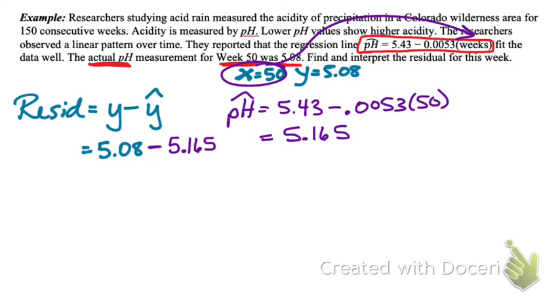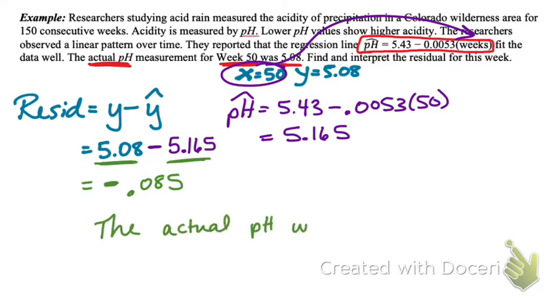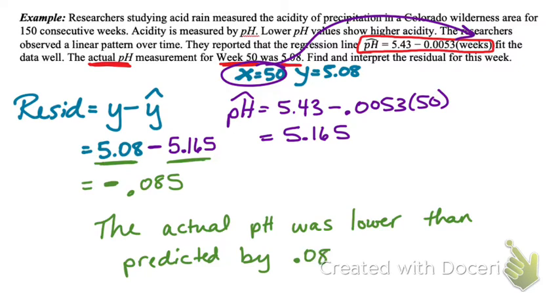So here's how we would interpret this. First we get the answer, of course. So we get a negative. We should not be surprised that we got a negative number, because my actual data value was lower than my prediction. And so we get negative 0.085. What that means is that the actual pH was lower than predicted by 0.085. I don't see any kind of units, so we don't have to worry about that.